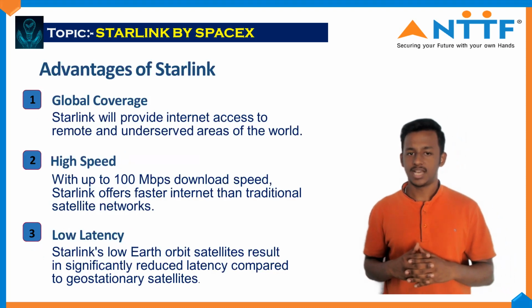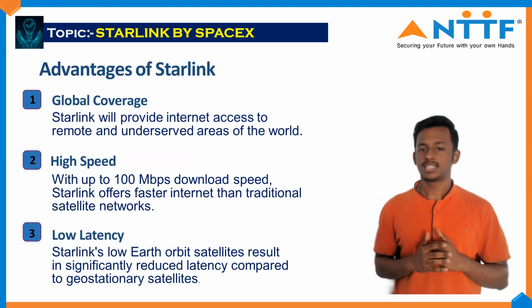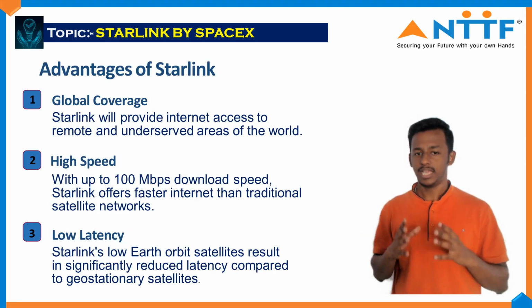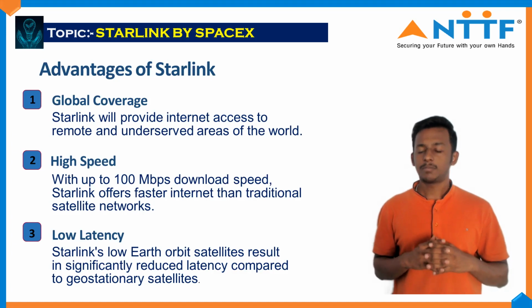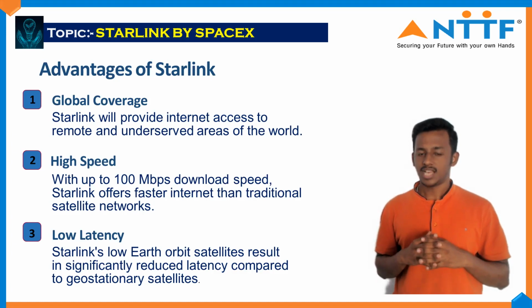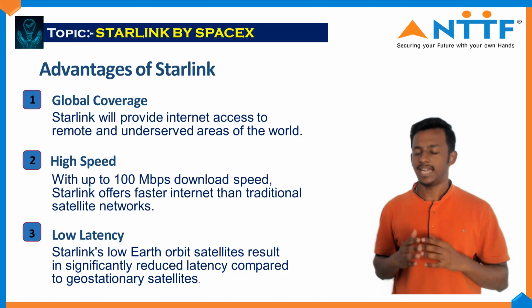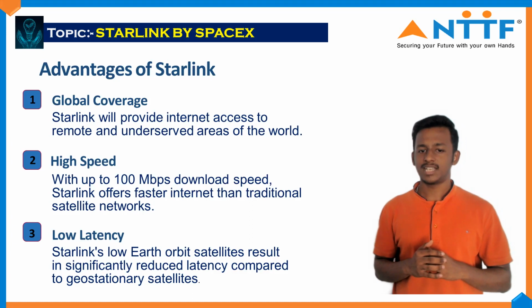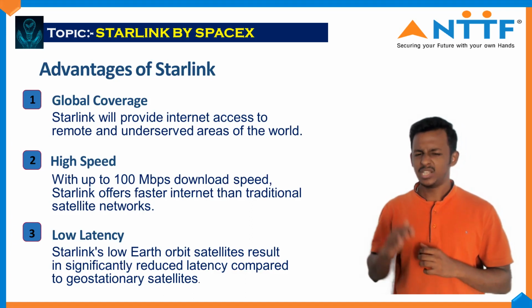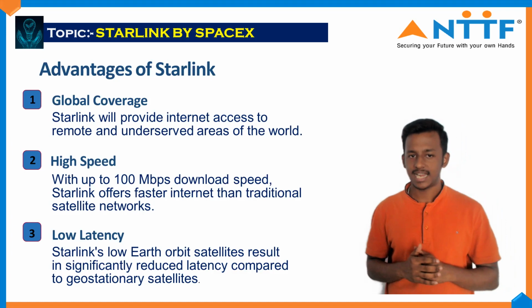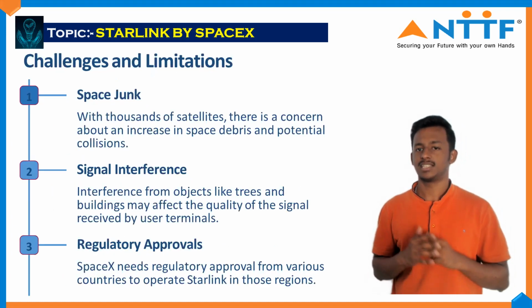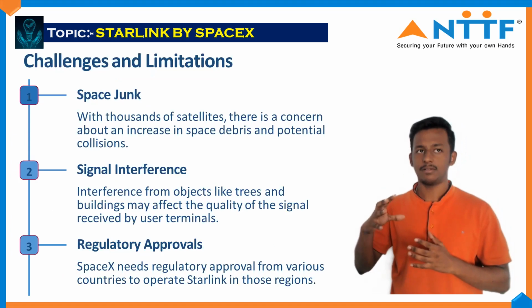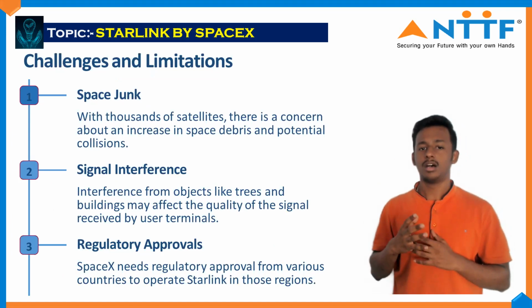What are the advantages of Starlink? First one is global coverage. Starlink will provide internet access to the remote and unreserved areas of the world equally. High-speed internet. With up to 100 Mbps of download speed, Starlink offers faster internet than any traditional network services. Low latency. Starlink's low Earth orbit satellites result in significantly reduced latency compared to geostationary satellites. Geostationary satellites means satellites that are still and in one place, therefore provide internet facility to only a certain place.